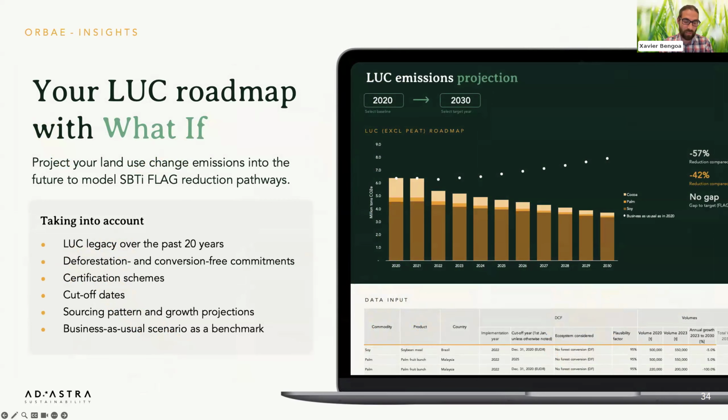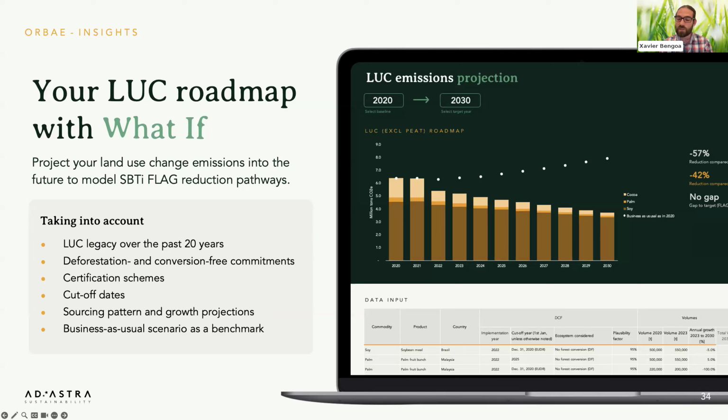What we have been building in-house and in incorporation with 3Keel is this what if tool, which is grounded in the Orbay data on different resolution levels. And this allows to project the land use change emissions into the future depending on different intervention scenarios and supply chain management practices, be it different cutoff dates, different sourcing regions, different certification schemes, different growth patterns for different verticals.